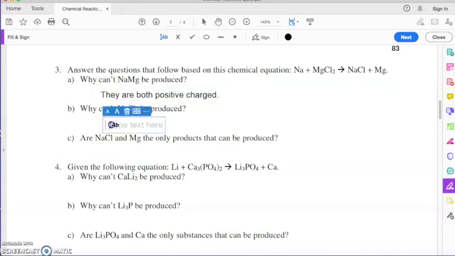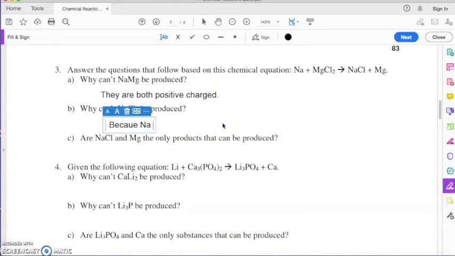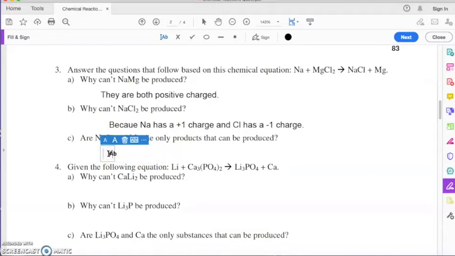Why can't NaCl2 be produced? Because Na has a positive 1 charge and Cl has a negative 1 charge, so it's going to be in a 1-to-1 ratio when they make it. Are NaCl and Mg the only products that can be produced? You betcha. Yes.